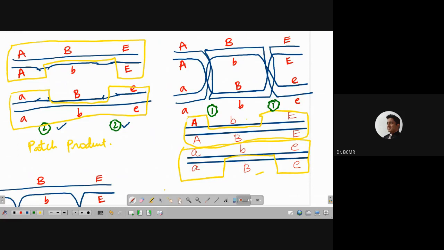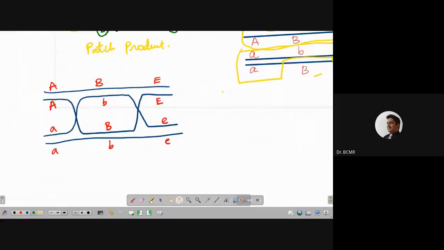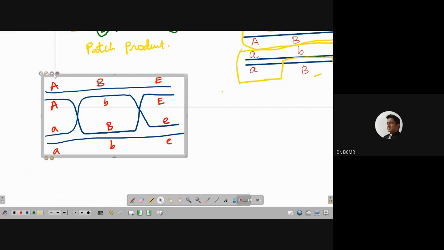We'll see a different one, and I will do one more, and there will be one more variety left that you have to do by yourselves. And I think this is an important question that usually comes up in exams all the time.